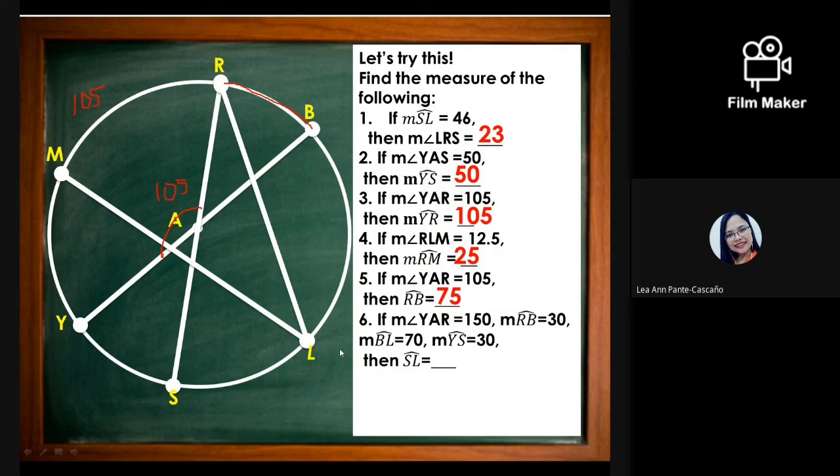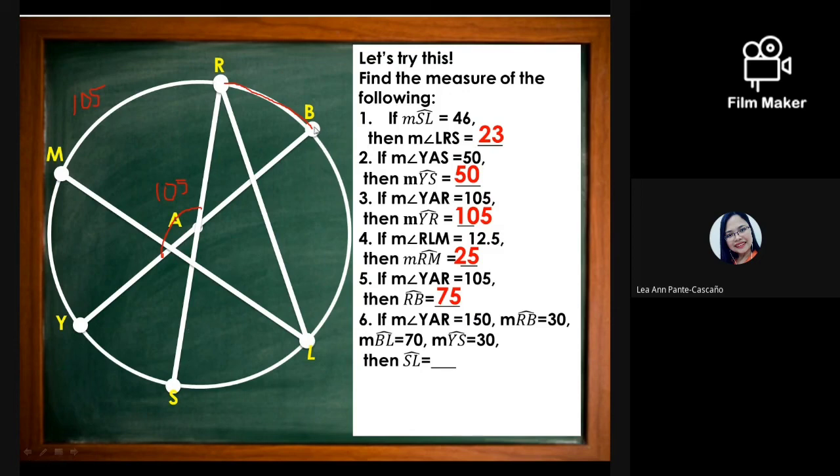Number 6, o ibang given naman po ito. Kung ang ating YAR naman daw po ay 150. So ang ating RB daw po is 30. Ang ating arc BL ay 70. Ang ating arc YS is 30. Ano daw po kaya yung sukat ng ating arc SL? Tandaan na ang buong circle ay 360. So ang gagawin lang natin, pwede i-plus mo siya lahat, tapos i-minus na lang natin siya kasi ito na lang natitira.